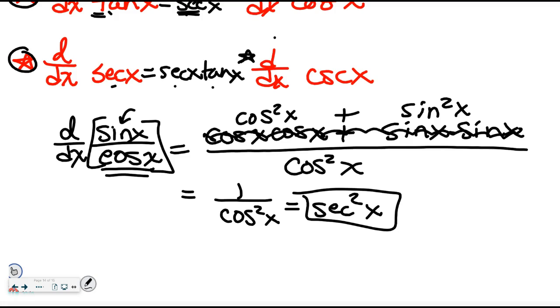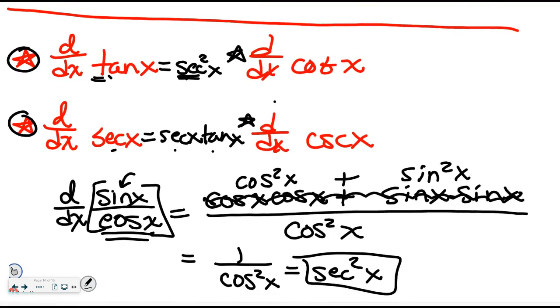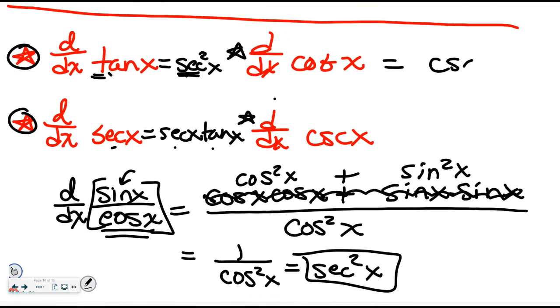Cosine over sine, right? But I'd still do low d high minus high d low. I'd draw a line and I would square below. So on the bottom would have been a sine squared, right? So wouldn't it make sense that if this one's secant squared, this one's probably cosecant squared? Except it would be negative.